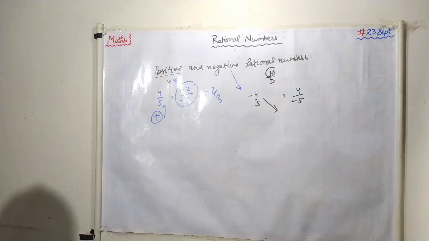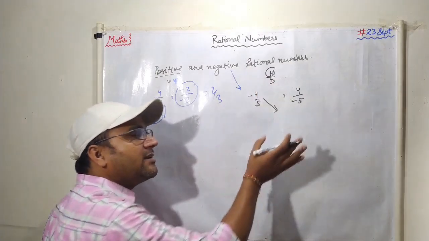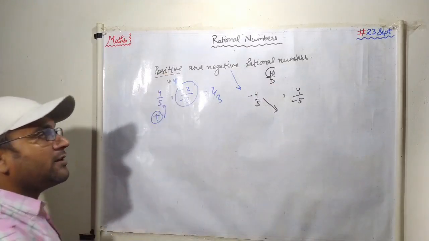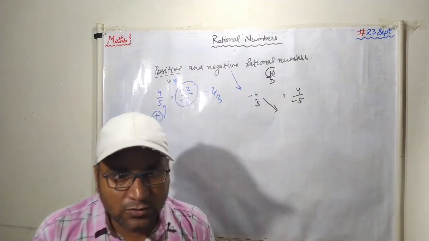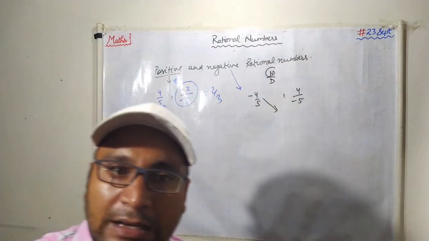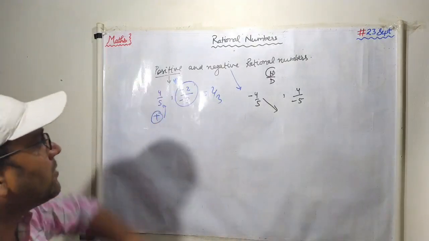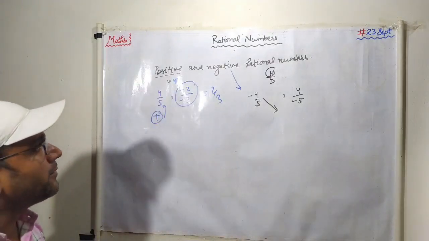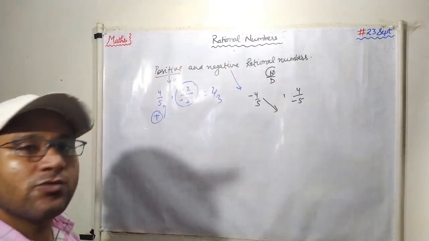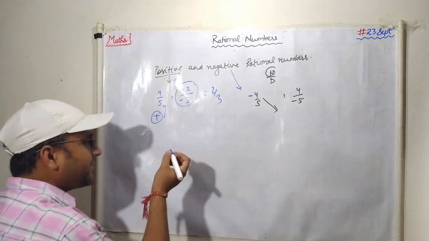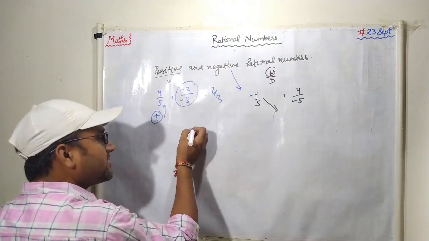Okay, so a rational number is said to be negative if either its numerator or its denominator contains a minus sign, and it is positive if both numerator and denominator contain a positive sign or both contain a negative sign. They are said to be a positive rational number.